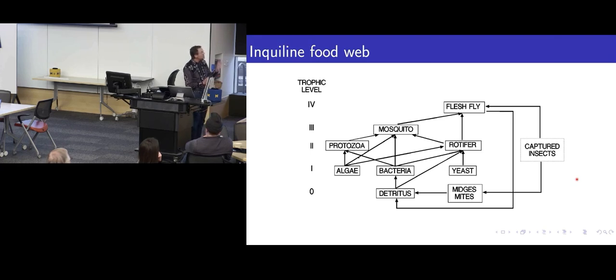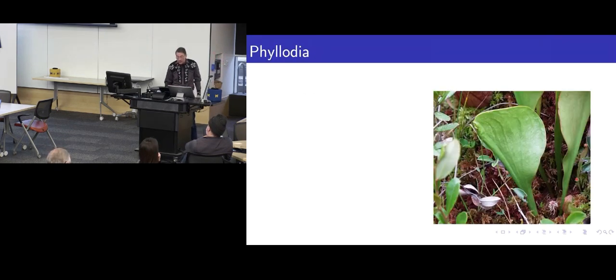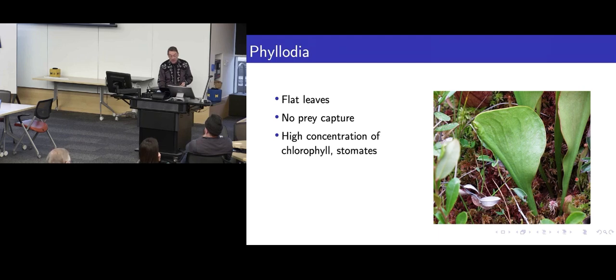I'm going to focus more on the plant in this lecture. We will talk near the end a little bit about some of those ecosystem level interactions. The plant, in addition to making that pitcher tube out of its leaves, can also, under certain circumstances, make a leaf called a phyllodes. These are flat. They don't obviously capture prey because there's no structure there to fill with water. They have a higher concentration of chlorophyll and stomates, and they are photosynthetically more efficient than the pitchers are.